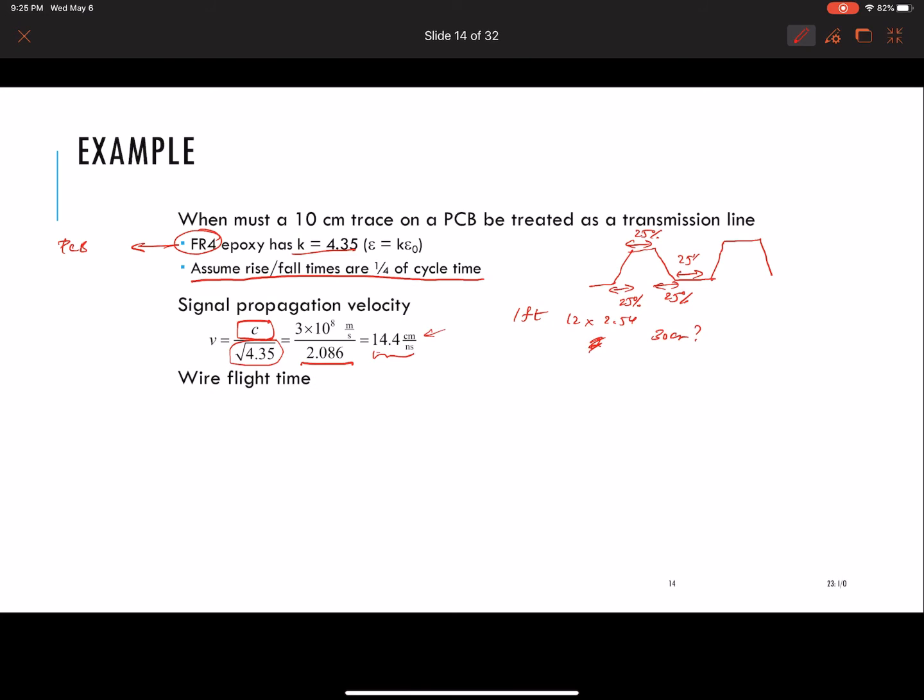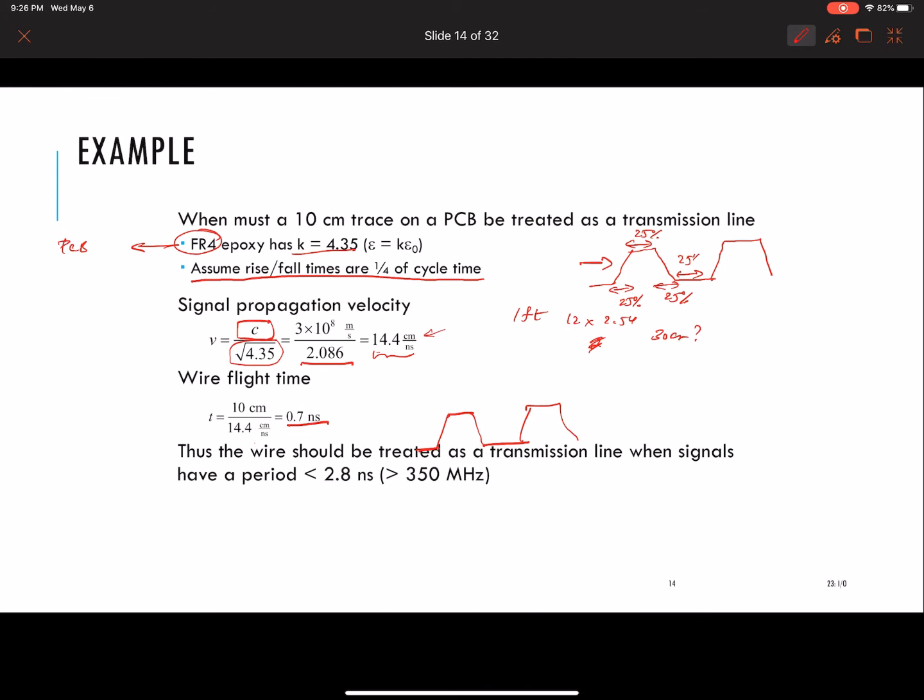Then if you look at the amount of time it takes to go 10 centimeters, you divide by that velocity, and it's 0.7 nanoseconds in 10 centimeters. So you have to make sure that each one of these transitions happens to be slower than this length of time. It's 0.7 nanosecond for the rise, 0.7 nanosecond for the fall, etc., so 4 times 0.7 nanoseconds is the maximum period of signal that you can think of as not having a transmission line model. And that's your 2.8 nanoseconds.